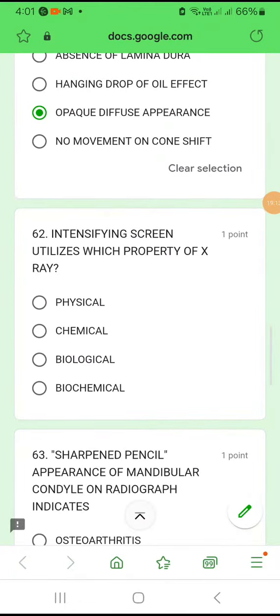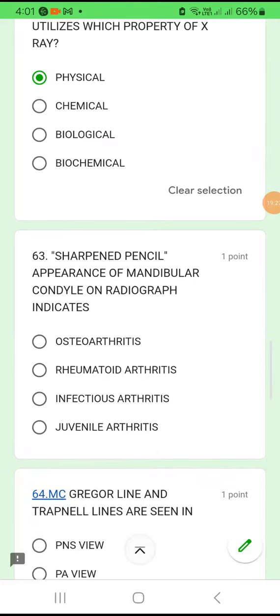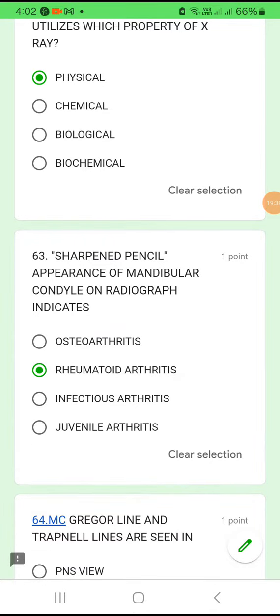Question number 62. Intensifying screen utilizes which property of X-ray? Intensifying screen uses the physical property of X-ray. Question number 63. Sharpened pencil appearance of a mandibular condyle on a radiograph will indicate what condition? Osteoarthritis, rheumatoid arthritis, infectious arthritis or juvenile arthritis. Sharpened pencil appearance of mandibular condyle is mainly seen in rheumatoid arthritis.